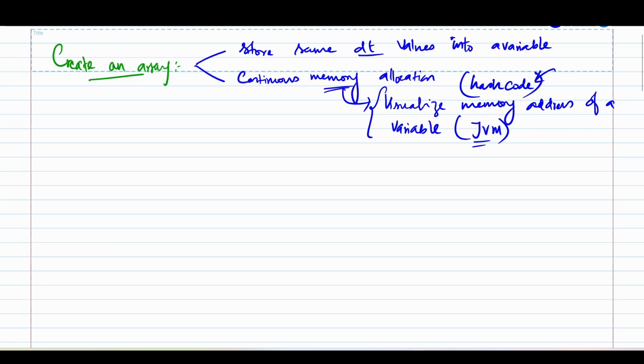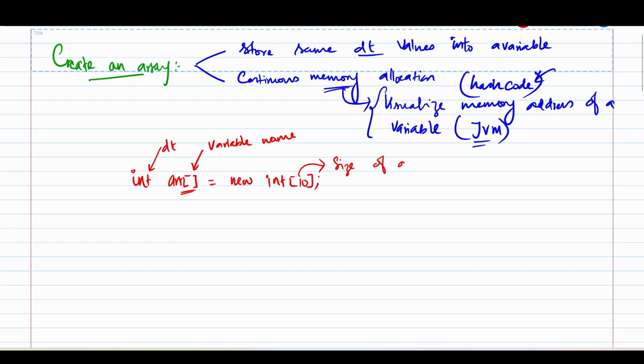In Java we have to create an array like this. First you have to tell the data type, then we have to tell the variable name, then we have to specify the new keyword, and then we have to tell the size of the array. So here a bracket is necessary to specify an array. So this is the data type, this is the variable name, and this is the size of the array.